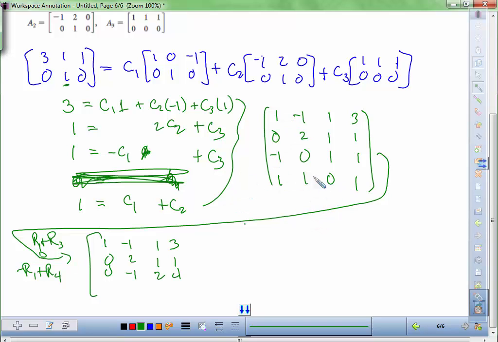By the way, I'm probably going to get a row of zeros here. Let's see what happens. -1 and 1 is 0. -1 times -1 is +1 and 1 is 2. -1, -3 and 1 is -2. All right?